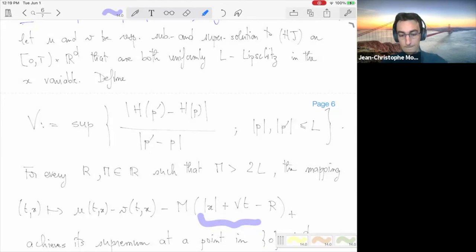So maybe yet another way to put it is if you have a solution and you modify the initial condition somewhere very far away, you're not going to notice it for a very long time. It's not like the heat equation, for instance, which has instantaneous speed of propagation. Are there questions?